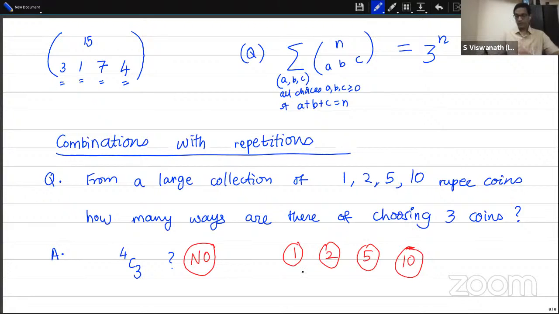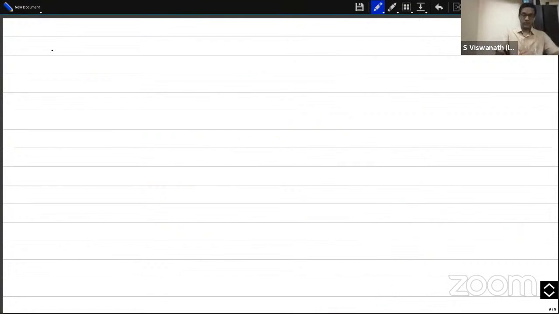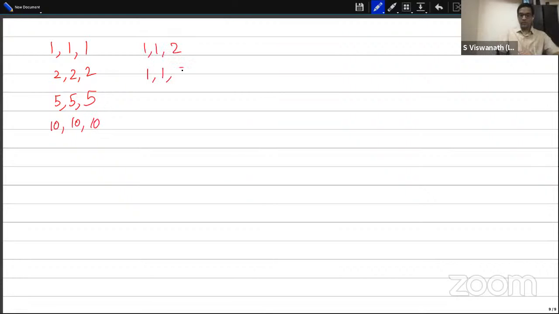But here, that's not what we're saying. We're saying we have any number of 1 rupee coins available, any number of 2 rupees, and so on. And finally, you are supposed to choose only 3 coins. So, for example, all 3 coins you can take as 1 rupee. All 3 coins can be 2 rupees, and so on. So you can take repetitions here. Or you can take two 1 rupee coins and one 2 rupee coin, or two 1 rupee coins and one 5 rupee, and so on. You can take all 3 distinct if you want.